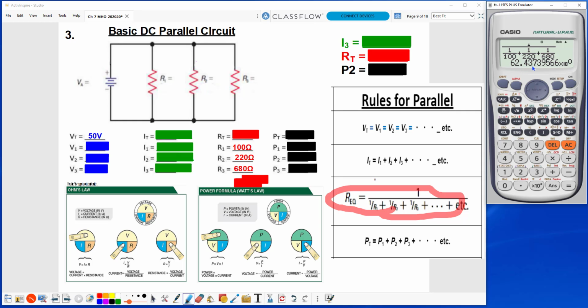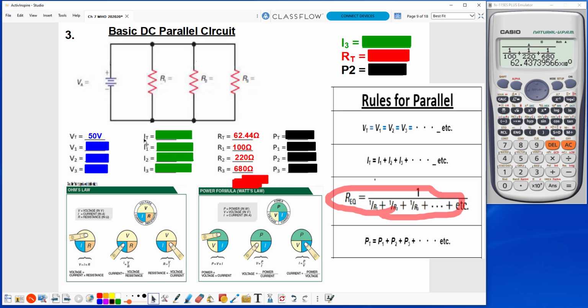62.43, but you've got a 7 here, so we're going to round this to 44, rounding the second number after the decimal place. So my answer should be 62.44 ohms. So now I can fill in that blank.